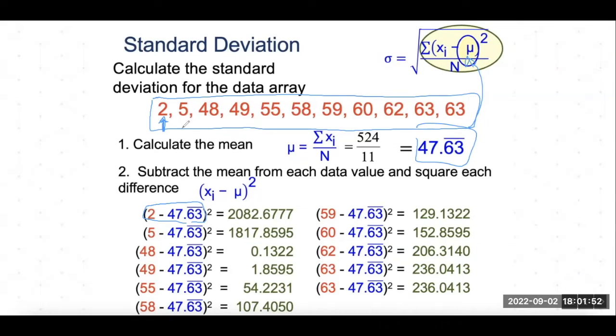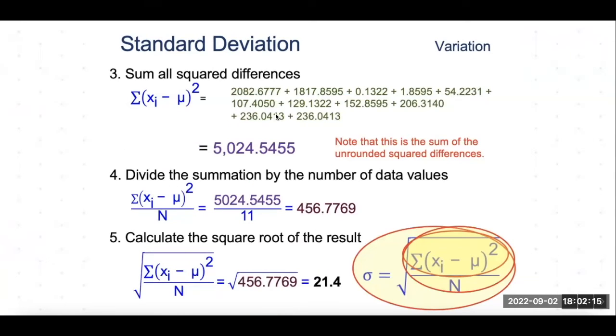So we did it for the first data point. Now we do it for the second data point, 5. So 5 minus the mean squared is this 1800 number. You repeat, you do this for all the points, and you eventually get all these numbers, which you need to add up. Adding them all up, that sum part will give you 5,000 in the end. Now that sum divided by n gives you 456. And then the last step is to square root the whole thing per the formula. So we get 21.4 as our result.